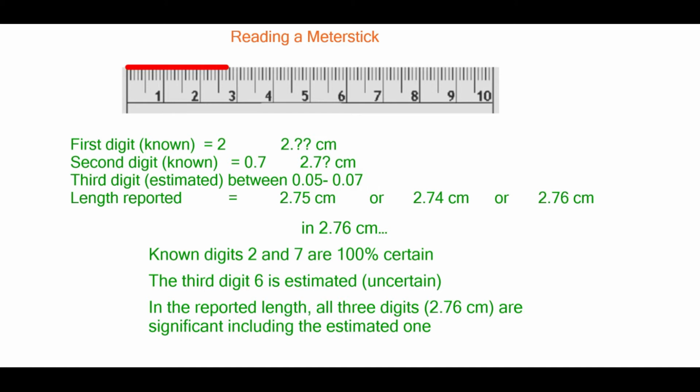In this reported measurement, all three digits, the 2, the 7/10, and then whatever it is that you decide the hundredths is, are significant. So all three, including the estimated one, are significant.